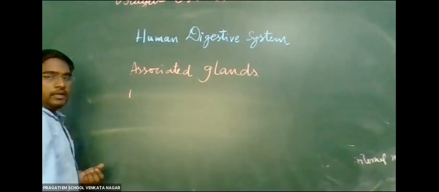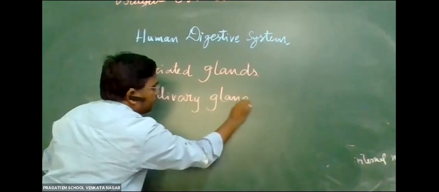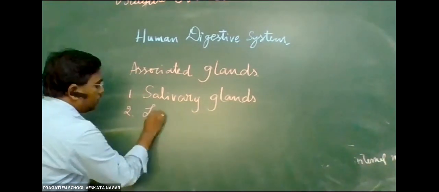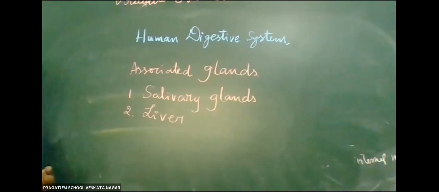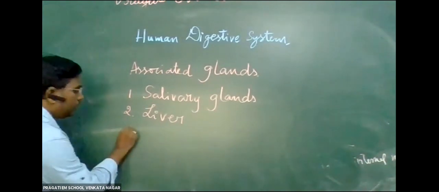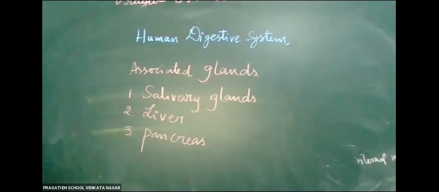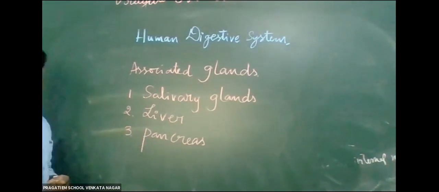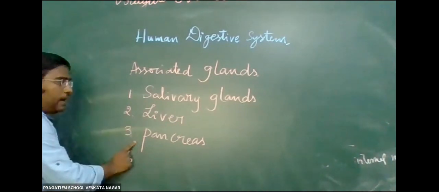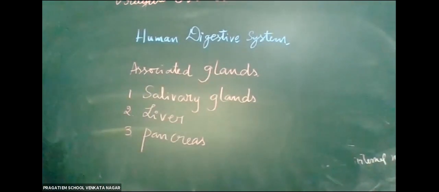First one, salivary glands. Second one, the heaviest organ, which is also one of the glands, that is the liver. And third one, pancreas. Salivary glands, liver, and pancreas are the associated glands which are present in the digestive system.